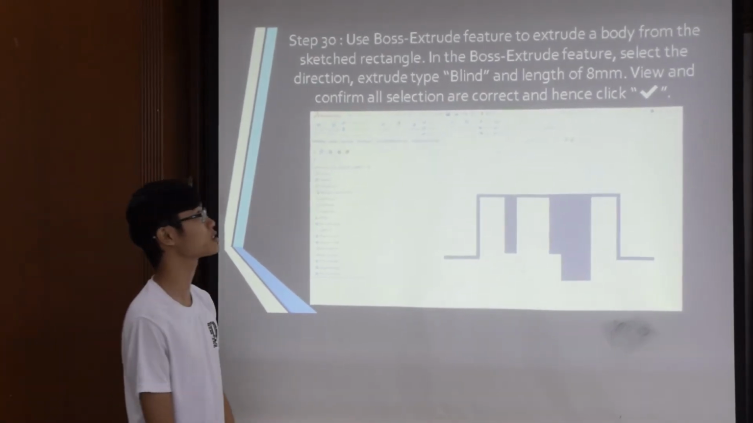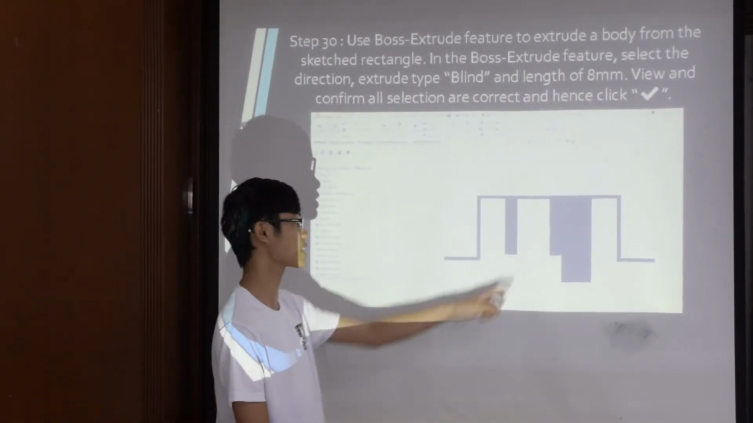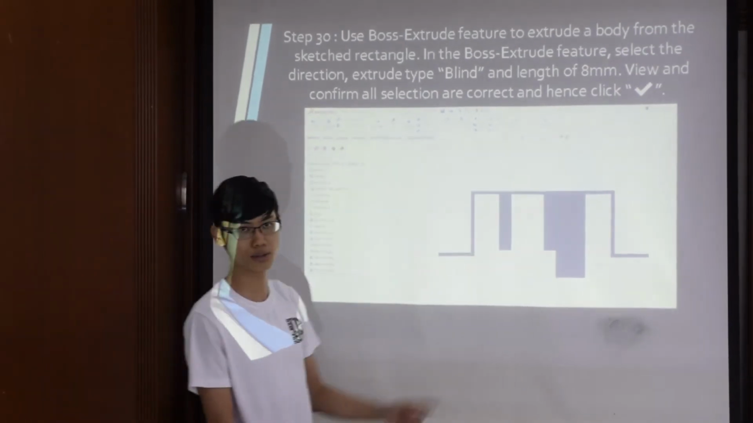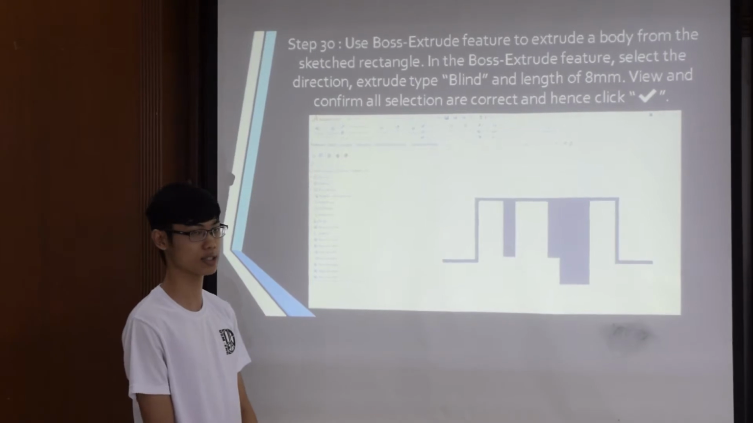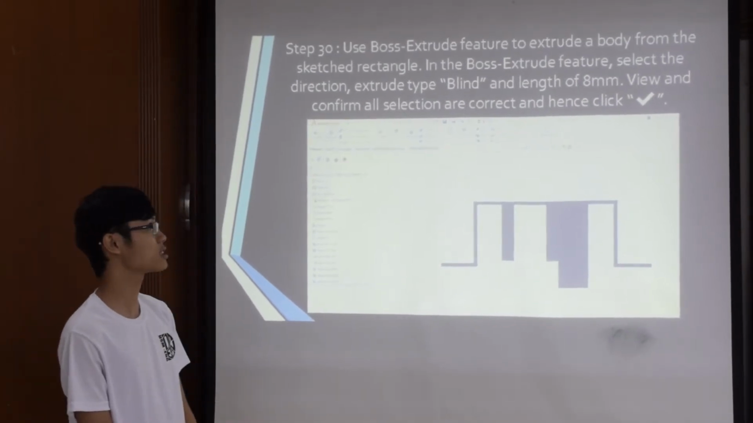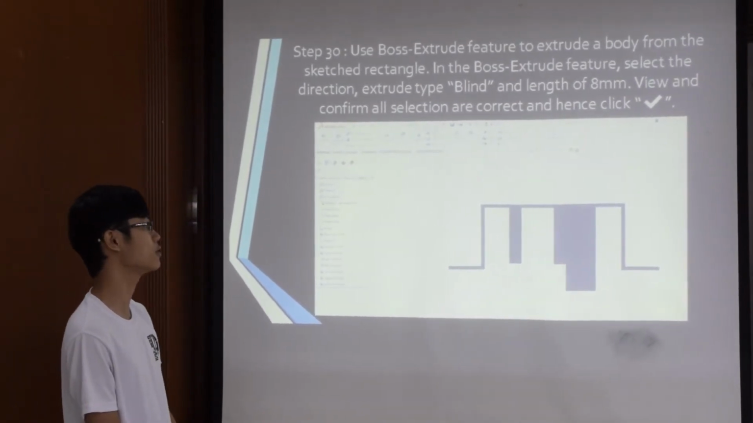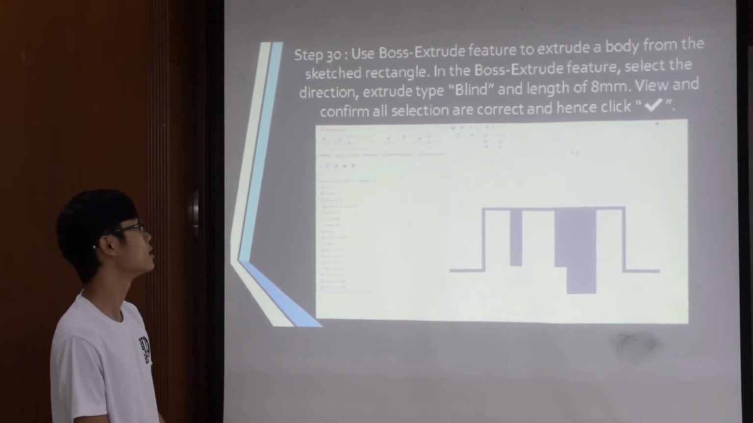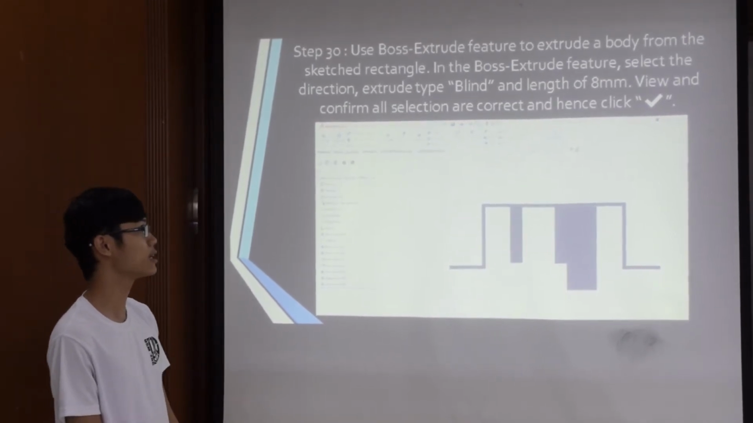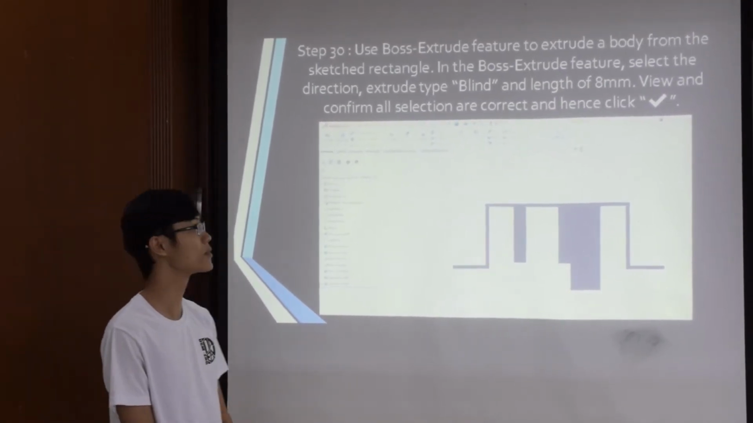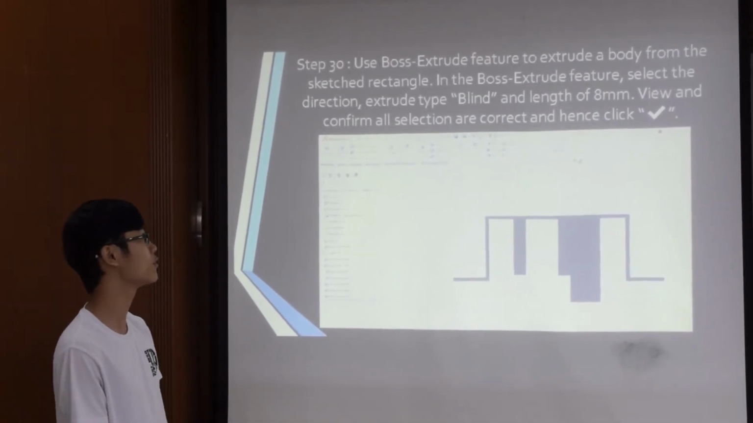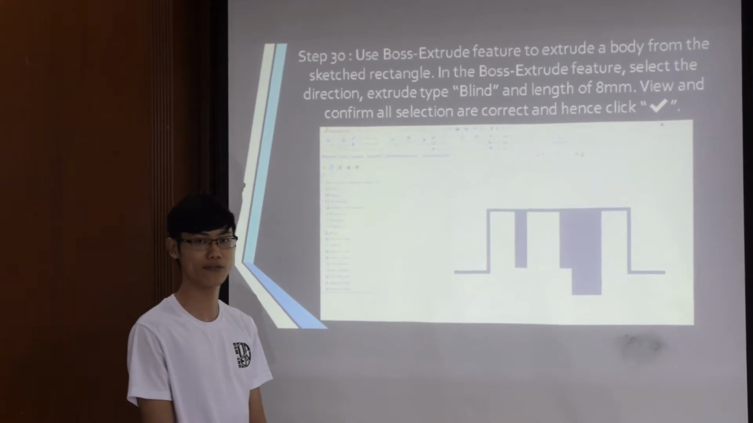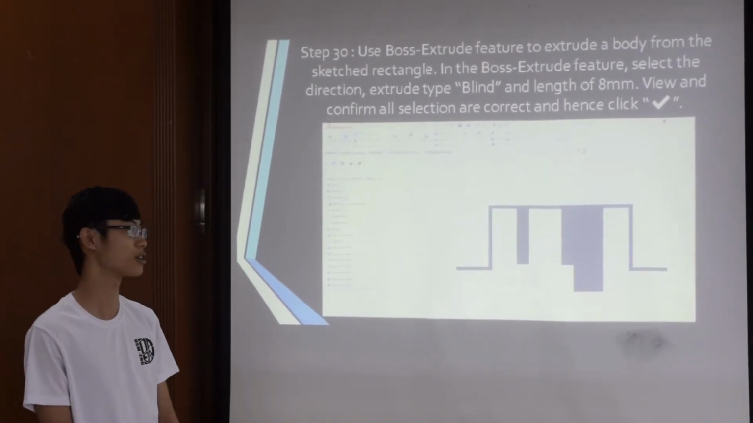Next, we use the boss extrude feature and select the rectangle drawn before to extrude a body from the sketch rectangle. In the boss extrude feature, select the direction which is to the left, the extrude type as blind and length of 8 mm. Before extrude, view and confirm all the selections are correct. If it is correct, then click the right button.